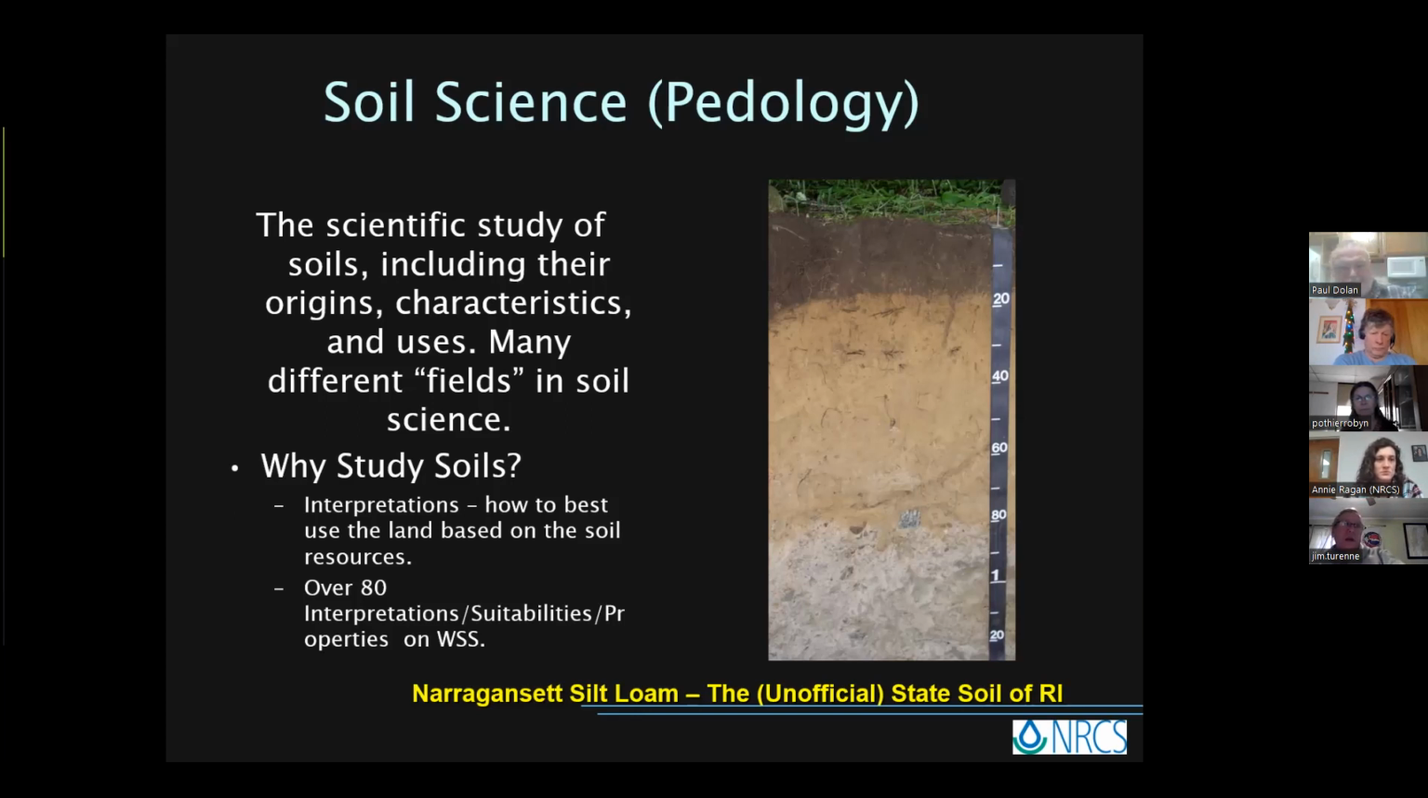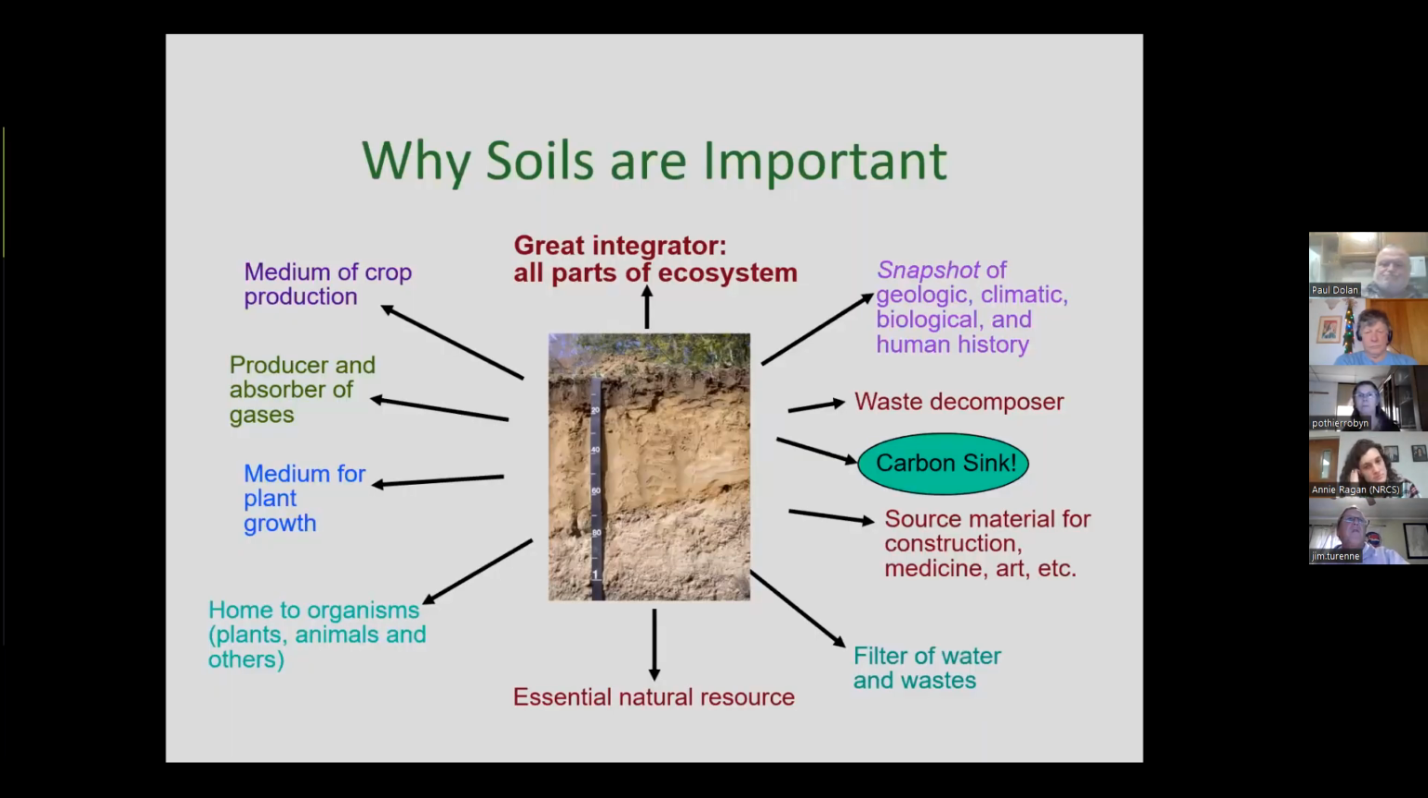Again, we have over 80 of these soil interpretations that are built into our Web Soil Survey, and we're continually adding more as we increase our soils knowledge. This profile is from a Narragansett silt loam, which is the unofficial state soil for Rhode Island. The name Narragansett, that's the soil series. That's typically named for where that soil was first classified and mapped. So if you're wondering where we get these names from, it's basically named after a village or a geographic area where that soil was first classified or discovered.